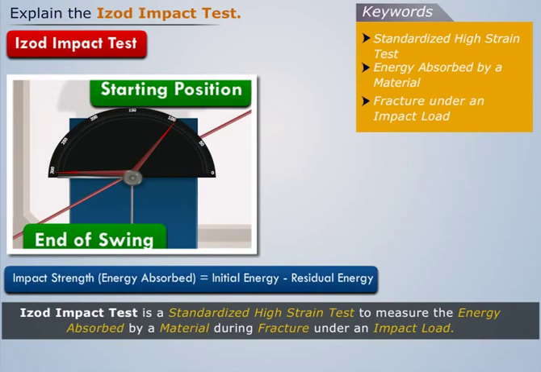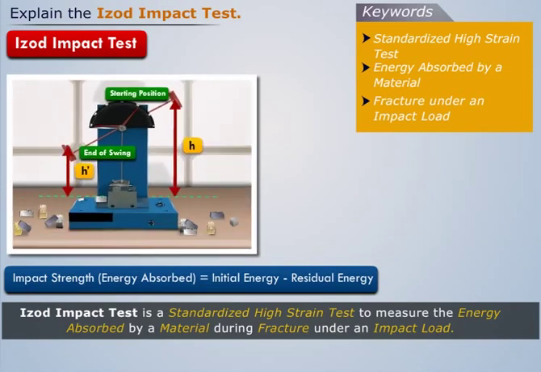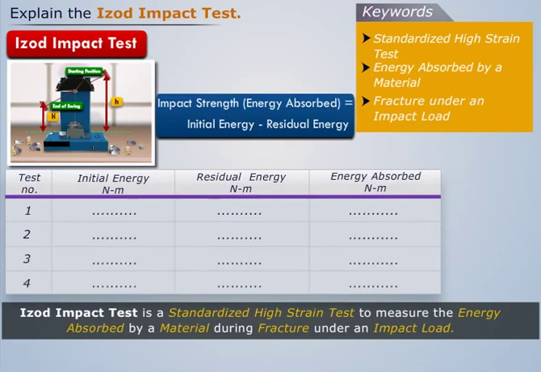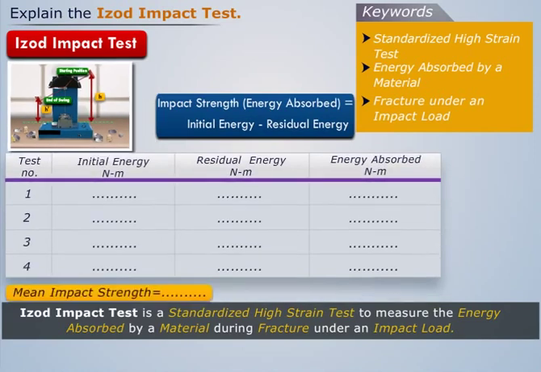We saw that the test procedure of the Izod test is the same as that of the Charpy test, but the only difference is in the location of the test specimen. To get accurate results, we need to repeat the same procedure 3 to 4 times, and then calculate the mean impact strength of the desired material.